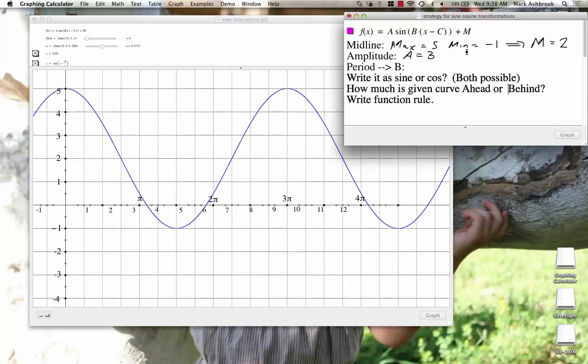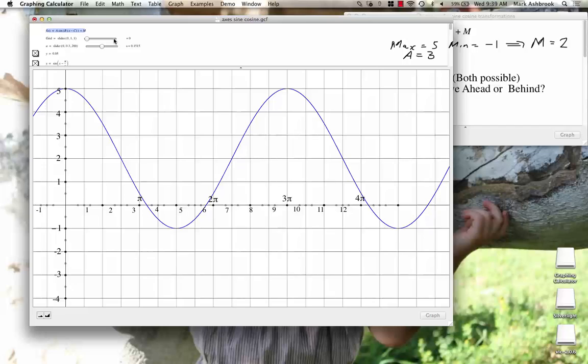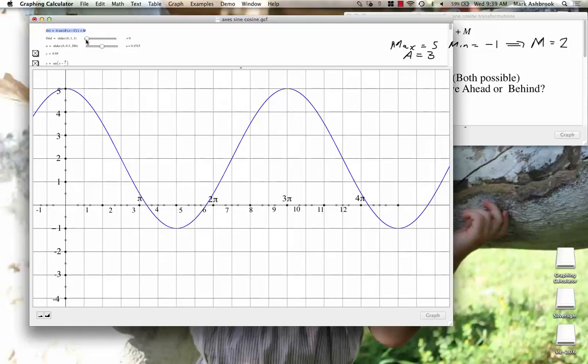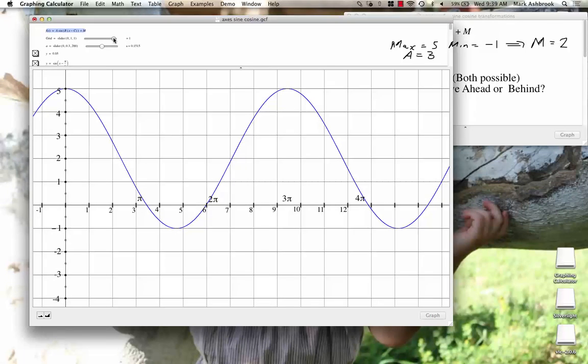All right, for the period, we have to decide if this period is in terms of integer values or multiples of pi, because both are possible. Right now I've got the grid at multiples of pi, or I can change the grid to be based on integer values. So you have to determine that. Is the interval width of one cycle based on a pi scale, multiples of pi, or is it based on just whole numbers? So what do you look for?